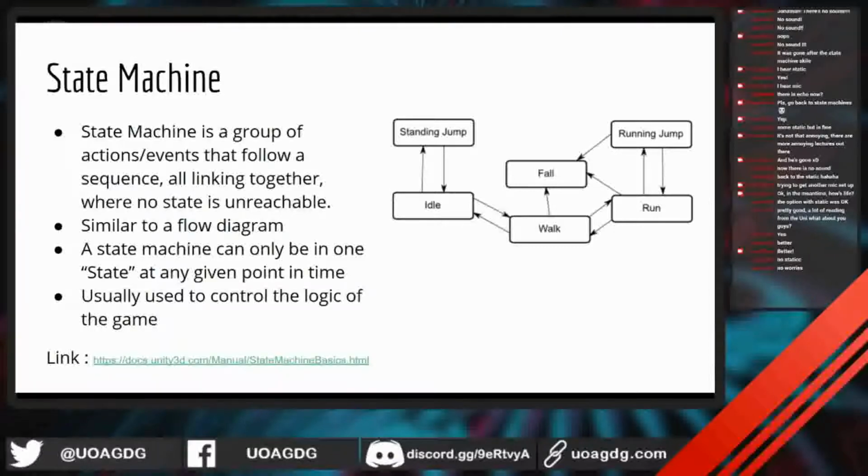Every single state should be reachable, which does not mean there are no states which are dead ends. So you can have dead ends. In this case, the fail state is a dead end. However, it is reachable. Every single state must be reachable. Basically used for the logic of the game. Link at the bottom if you want to find out some more.